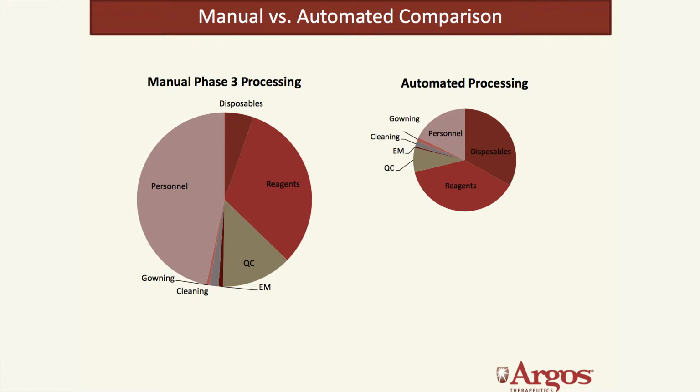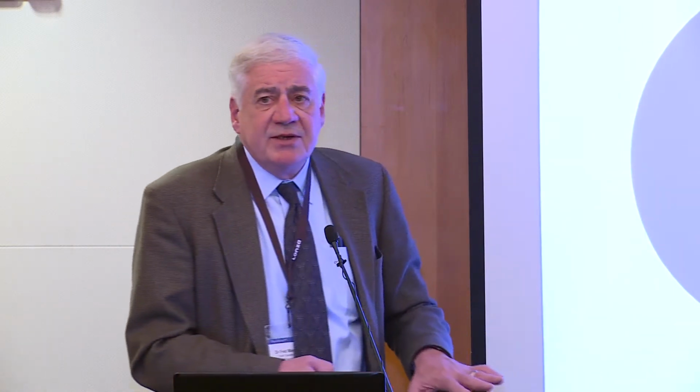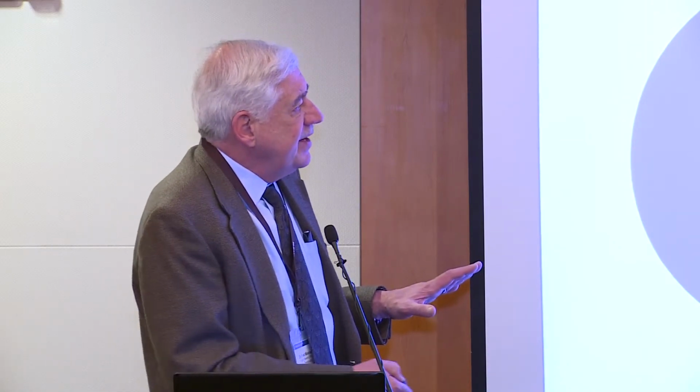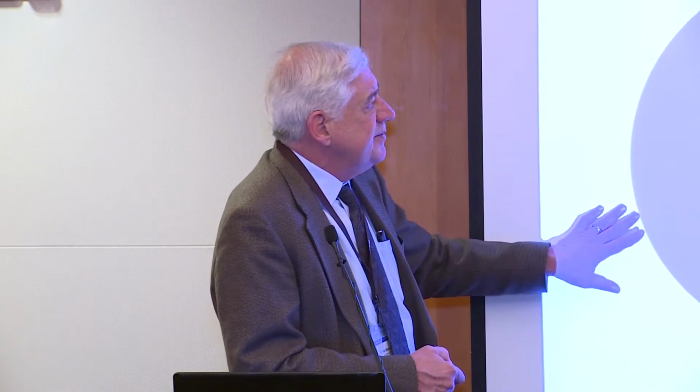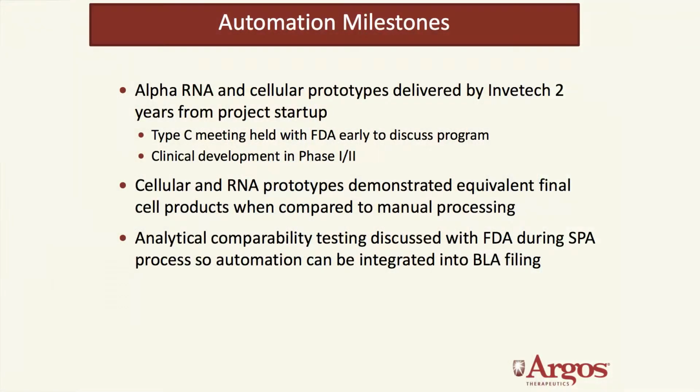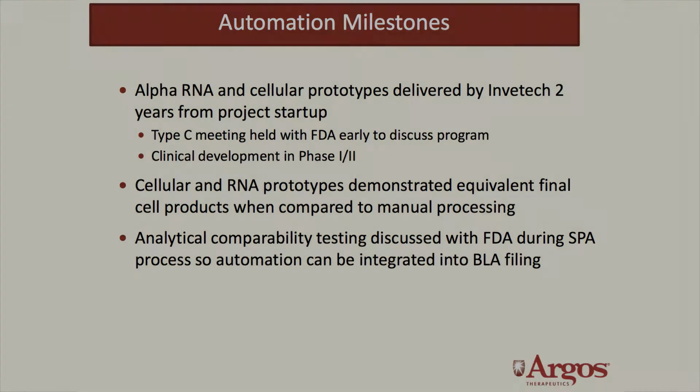We don't show the facility there. These other costs, reagents and disposables. Disposables are relatively low on the manual end. They're going to be a larger cost, but the point of these two pie charts is the area of these circles and pie charts are proportional to the cost. So think of it, you're roughly 5 to 6 times lower in cost when you move from a manual process to an automated process. We started work with Invetech, and we had what we call alpha prototypes for both the RNA and the cellular delivered really within 2 years from the project startup.